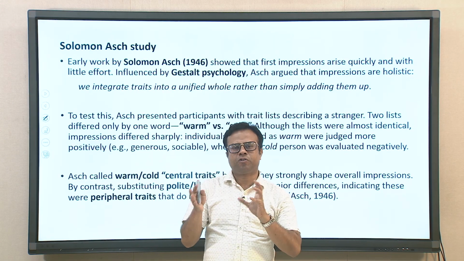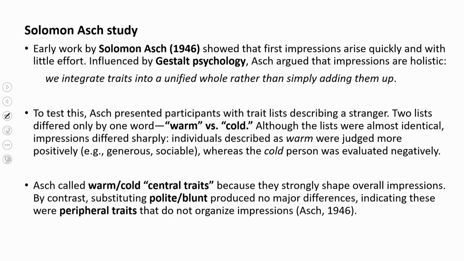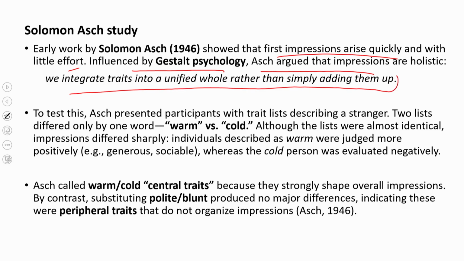One of the important classic studies that shows how we form impressions is the study by Solomon Asch. In 1946, Solomon Asch showed that first impressions arise quickly and with little effort, influenced by Gestalt psychology. Asch argued that impressions are holistic. We integrate traits into a unified whole rather than simply adding them up. Whenever we see certain characteristics of an individual, we do not add them up linearly, but form a holistic impression of the person.